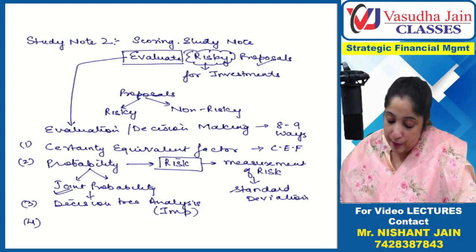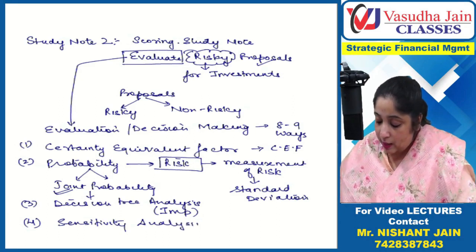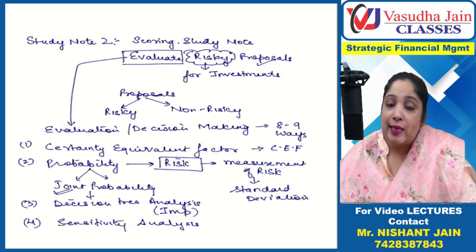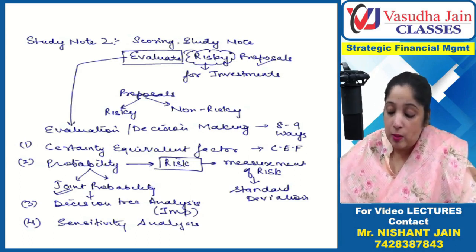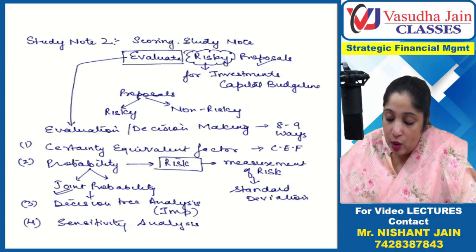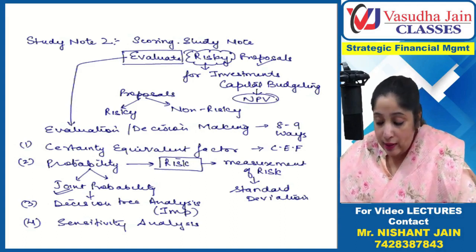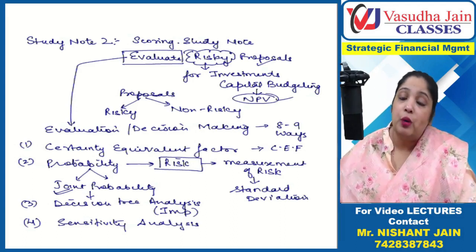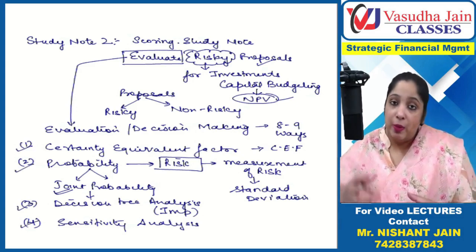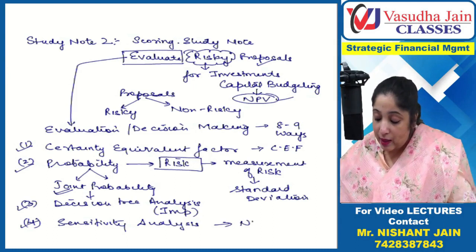Then we are going to do sensitivity analysis. This is again very important. We all know that in capital budgeting also we decide whether we should invest in a proposal or not, and the most important tool used in capital budgeting is NPV. So we are still going to calculate NPV, net present value, future value, everything, but now we are going to compute NPV using these methods. So we are going to amalgamate the NPV concept and these new concepts. Sensitivity analysis also will amalgamate the NPV concept.